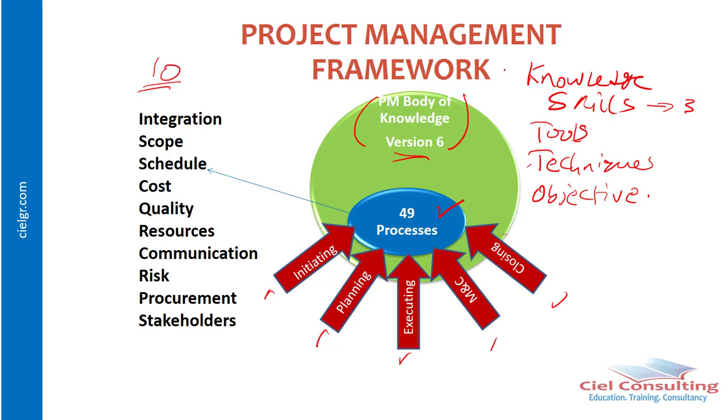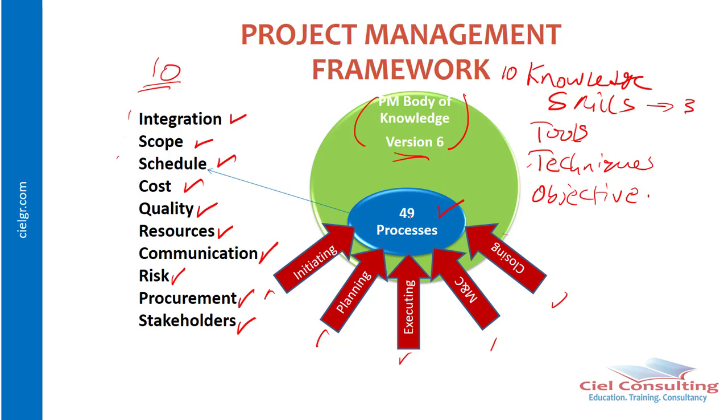So right now we're just looking at the 10 knowledge areas, which of course we have in PMI's project management methodology. So those 10 knowledge areas include integration, scope, schedule, cost, quality, resource, communication, risk, procurement, and stakeholders. These are the 10 knowledge areas that you have in PMI's project management methodology. And remember, like we mentioned earlier on, there are 5 process groups, which are the initiating, planning, executing, monitoring and controlling, and closing.